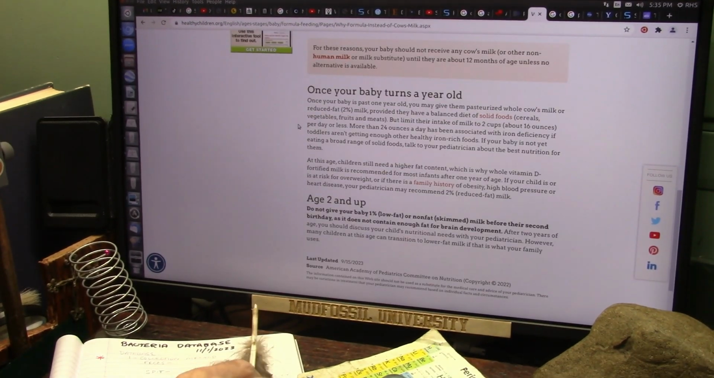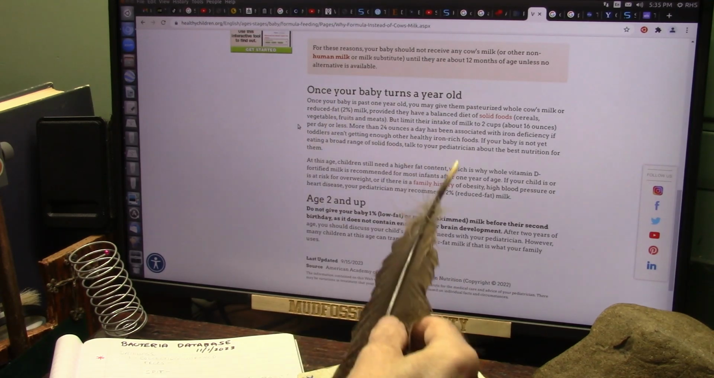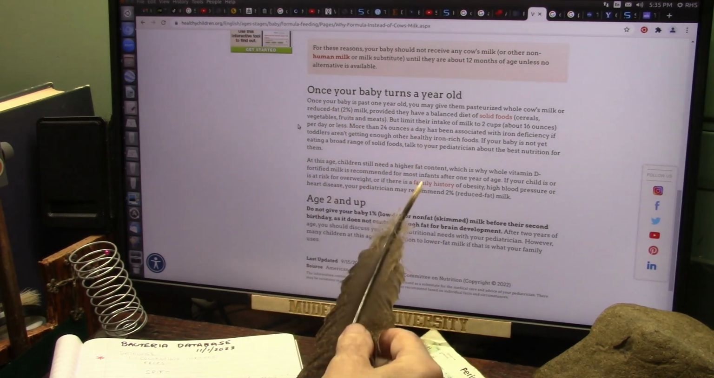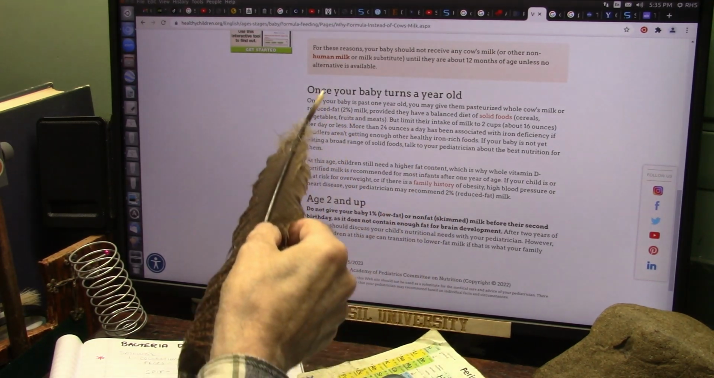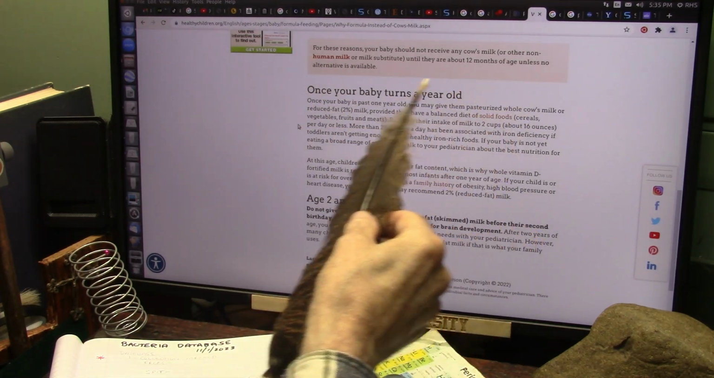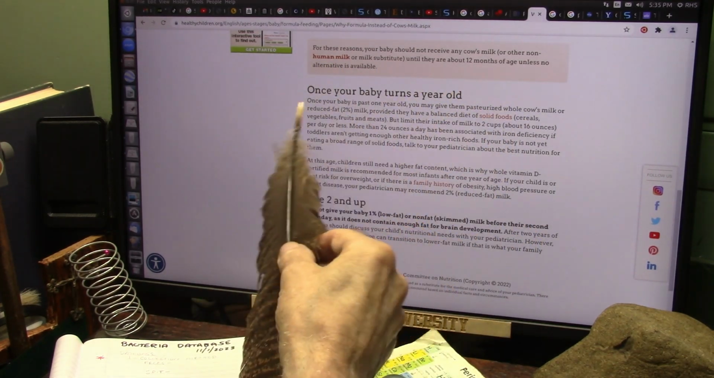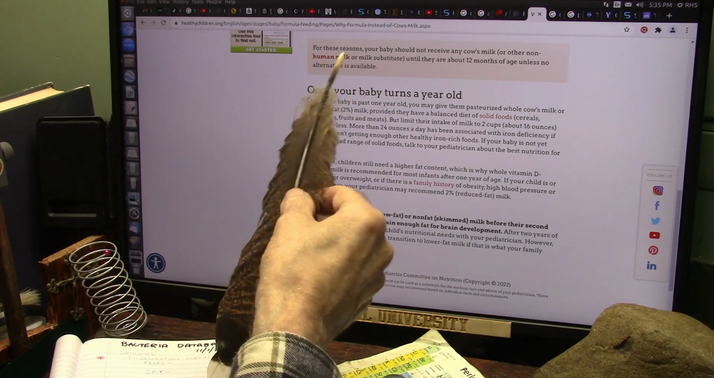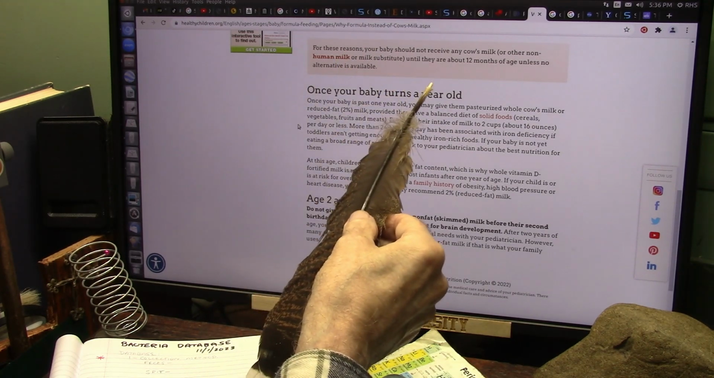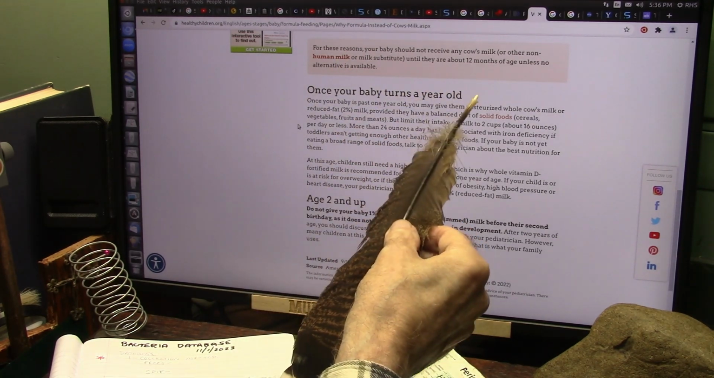All right, this is also going to be part of the questionnaires about how you raised your kids and what they ate and when they started eating solid food and so forth. Because until they're 12 months of age, no other milk substitutes or anything, a formula, I guess, is good. But human milk is the best.